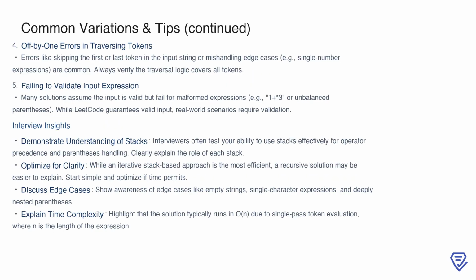Now, let's address a few more pitfalls and key insights for interviews. Off-by-one errors are a common source of bugs when traversing the tokens in the input string. It's easy to accidentally skip the first or last token or mishandle edge cases like single number expressions. To avoid these issues, verify that your traversal logic processes every token in the input. Another common mistake is assuming the input expression is valid. While LeetCode guarantees valid input, real-world applications often involve malformed expressions, such as ones with unbalanced parentheses or invalid operator sequences. Validation ensures robustness in these scenarios.